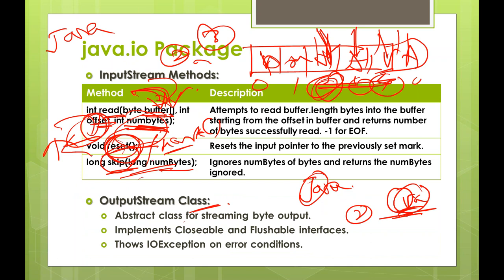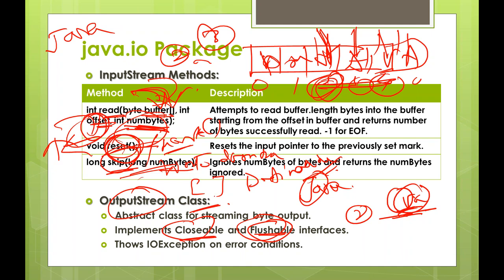As you know, output stream is used to write data to a destination. Output stream is also an abstract class, and it implements the Closeable and Flushable interfaces. Closeable, we have to close it.